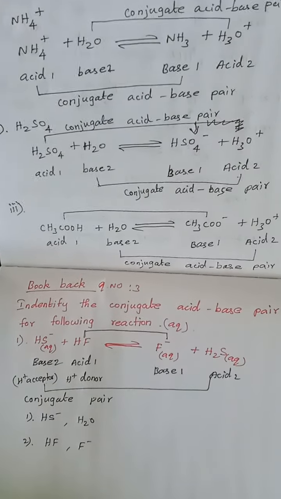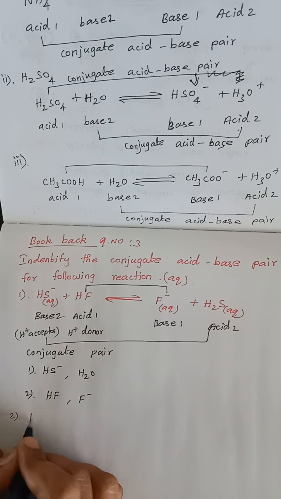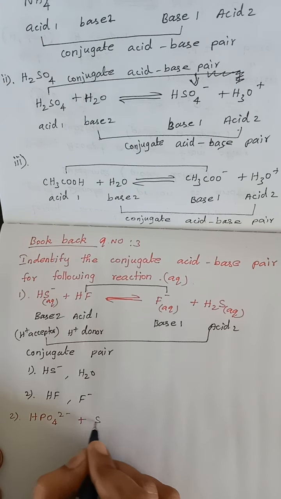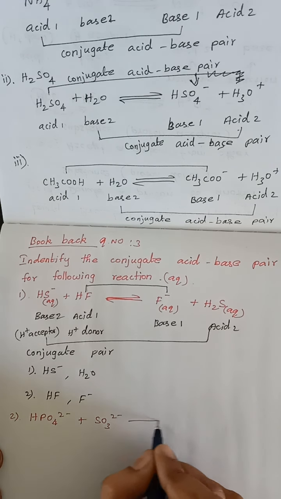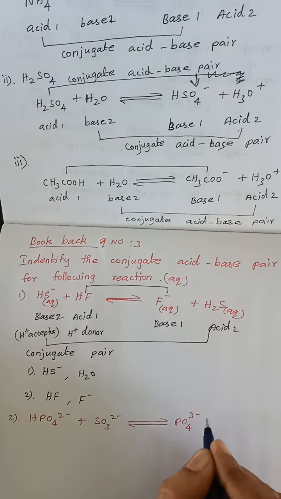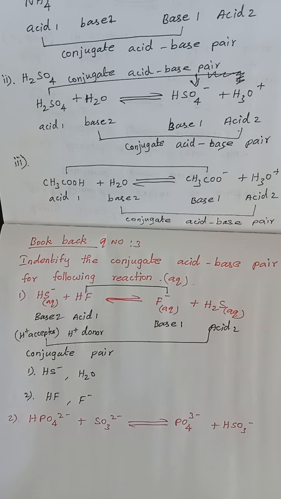HPO4 2 minus. In this reaction, I write the reaction: HPO4 2 minus plus SO3 2 minus gives PO4 3 minus plus HSO3 minus. So which is acid, which is base? SO3 2 minus is a base.